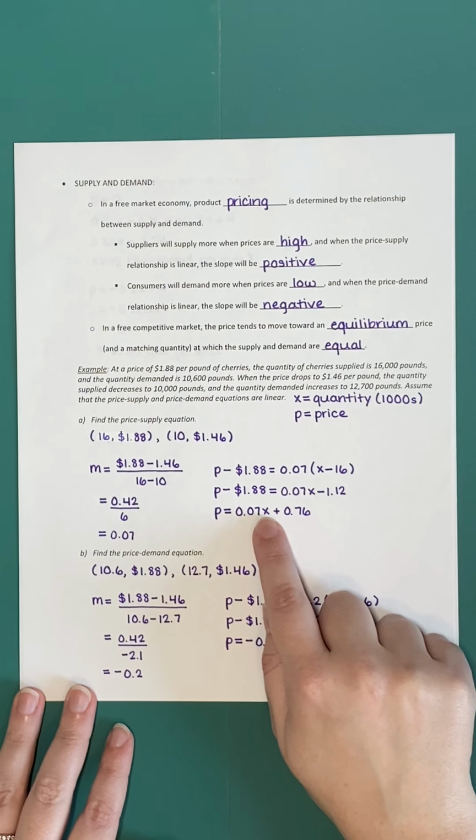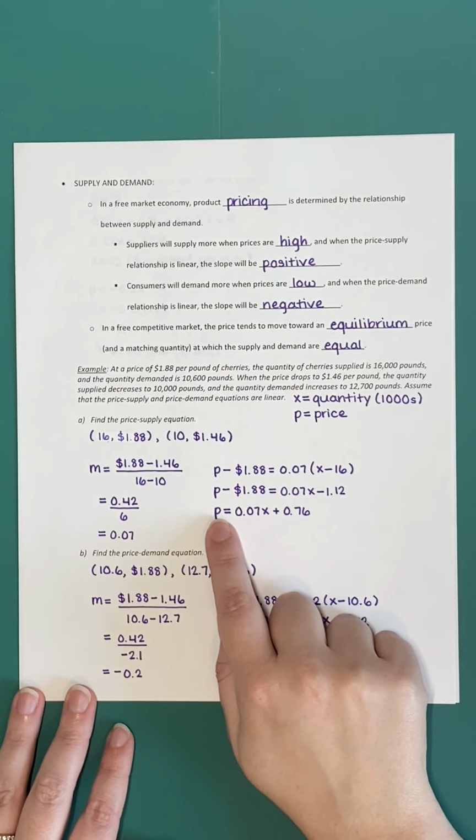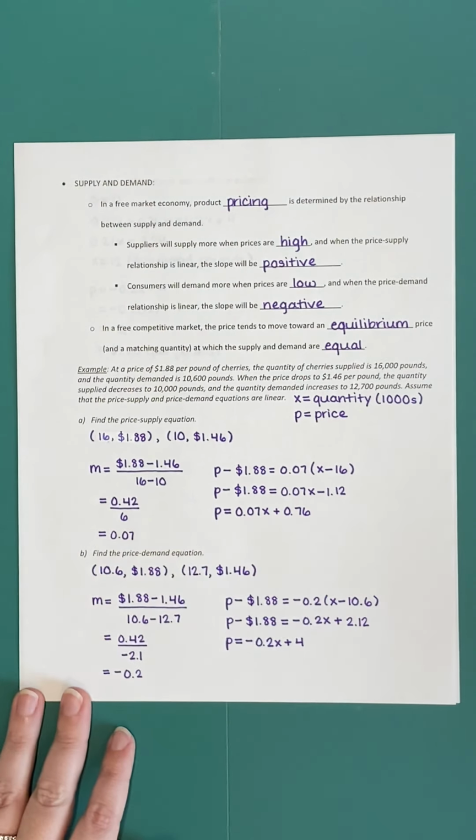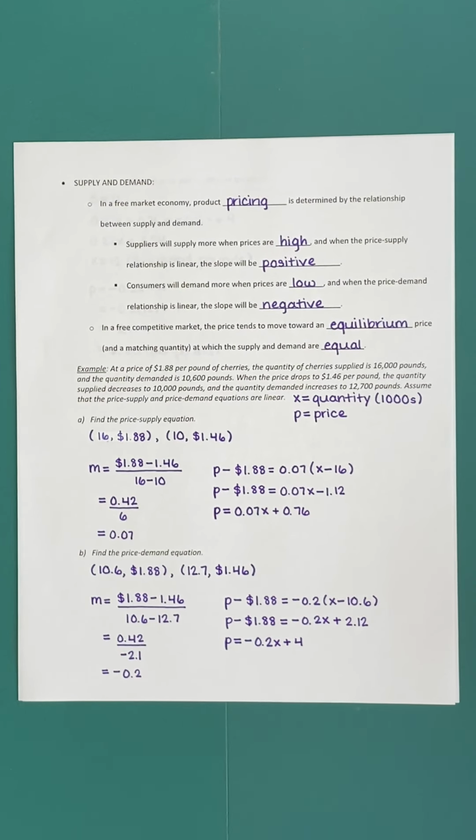So this is going to be our price supply equation. X represents the quantity supplied, and then P represents the price that needs to result based on that quantity being supplied. Now we need to do the same thing for demand. So for each of these dollar amounts, remember we were given an amount supplied, and then we were given the associated amount that consumers were willing to purchase. We call that the quantity demanded.